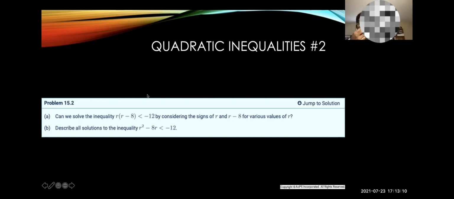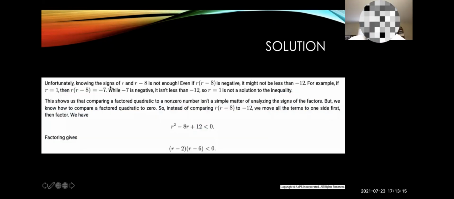Okay, I think that's enough time for this problem, so I'm going to explain this one now. Knowing the signs for r and r minus a is not enough, because even if this is negative, there's no guarantee that it'll actually be less than negative 12. In the first problem we were comparing it relative to 0, so the signs are all we would need to figure out if it was less than or greater than 0. But in this case, that's not the case.